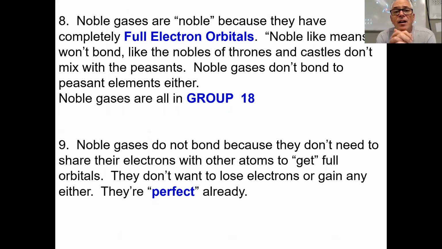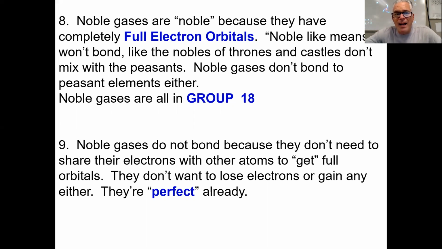Noble gases are noble. They don't bond. That's what being noble means. They don't bond. They're completely disinterested in you. Metals and nonmetals don't have perfect orbitals, so they combine to get those perfect orbitals. Noble gases are perfect. They're like, hey, get the heck away from me. I don't want to bond with you. I'm perfect the way I am.